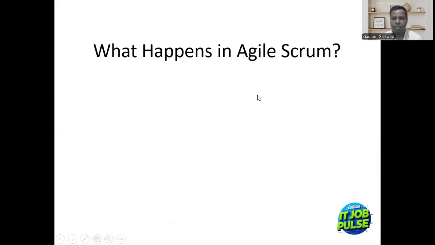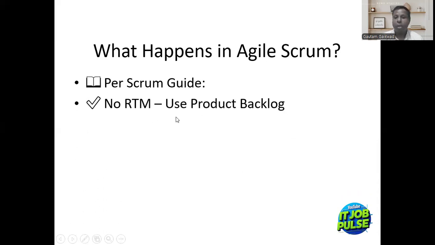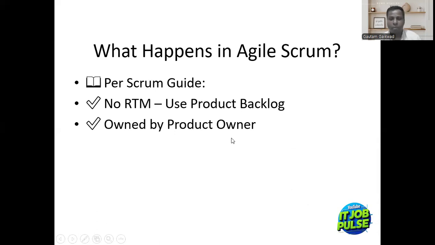What happens in Agile Scrum? Now we are talking about Agile Scrum. As per the Scrum Guide, there is no RTM. Instead of RTM, what do we use? Product backlog, which is owned by the product owner. Product backlog is nothing but the features or functions which we are developing, and we also write user stories in Agile Scrum. So basically in Agile we don't have this RTM. That's what I said, that most organizations have stopped using those.